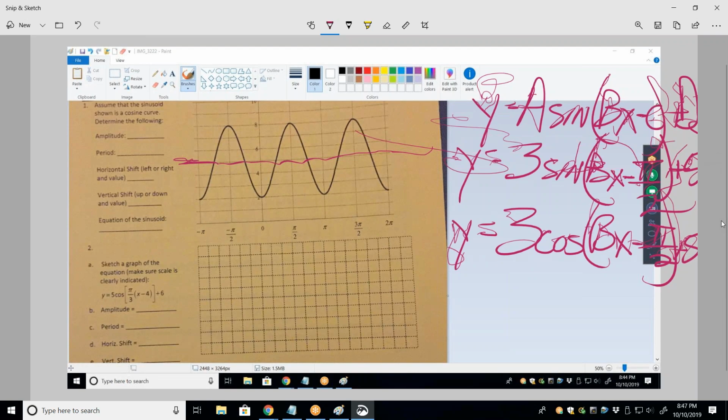So I got that much of it. And that tells me the amplitude is 3. Let's talk about the period. We said the period was trough to trough or peak to peak, right? So what's the period?